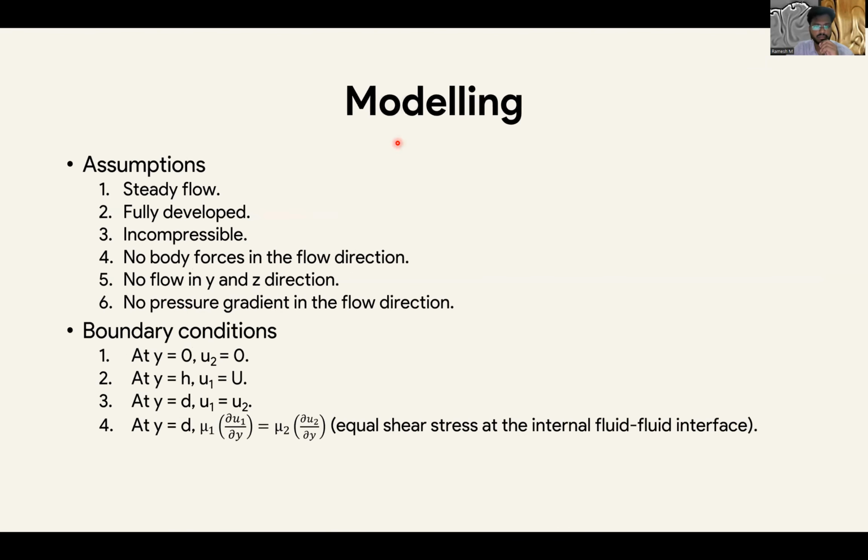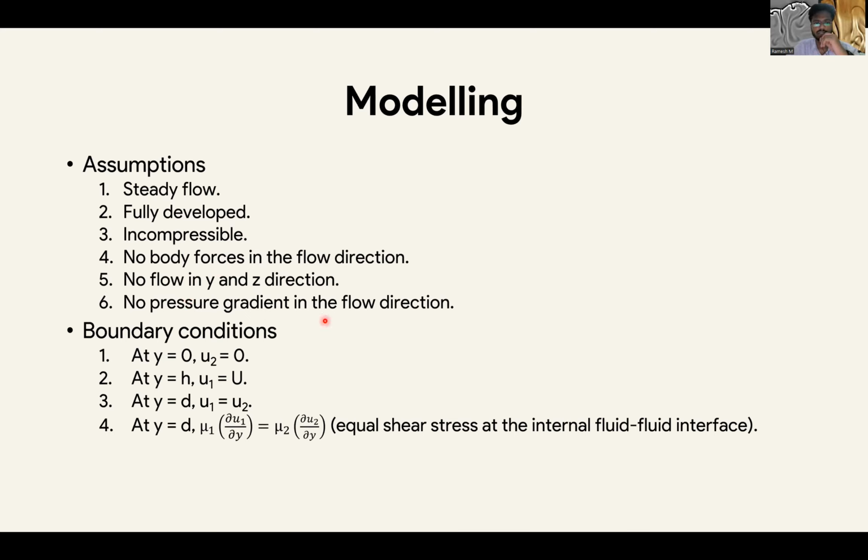So the modeling is basically similar to what we saw in the previous problem, and the flow is assumed to be steady, fully developed and incompressible. There are no body forces since it is horizontal, there is no flow in the y and z directions, and there is no pressure gradient.